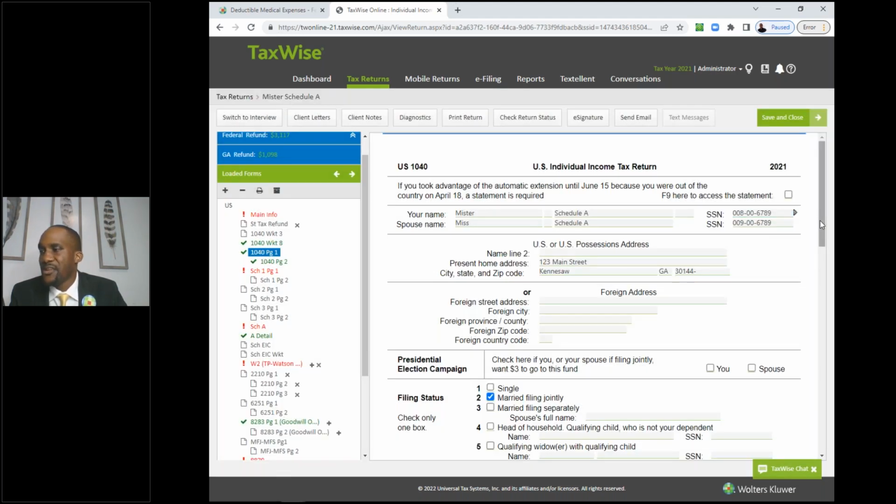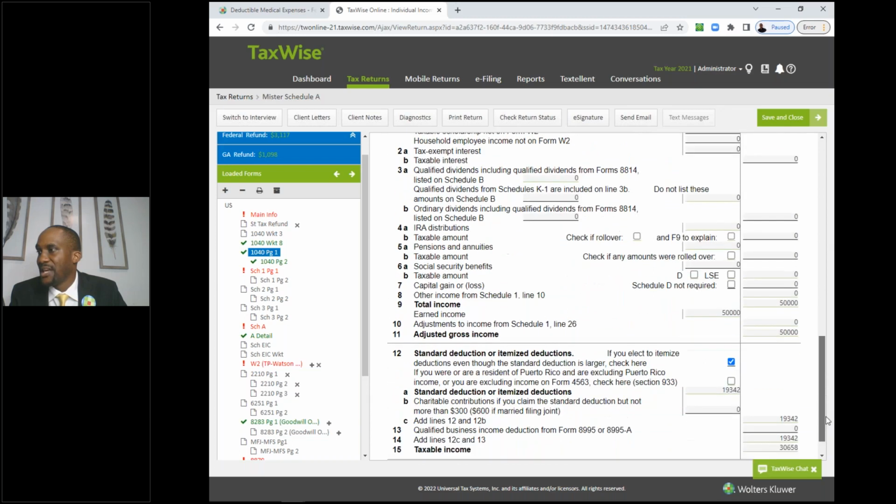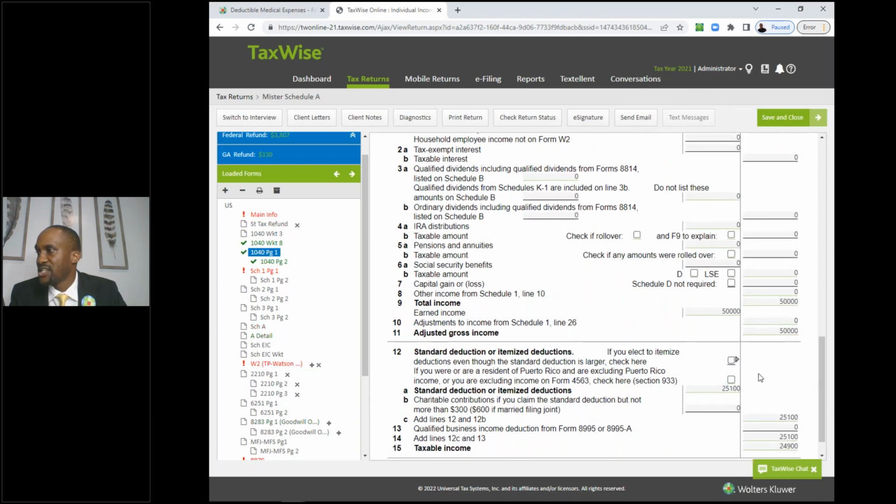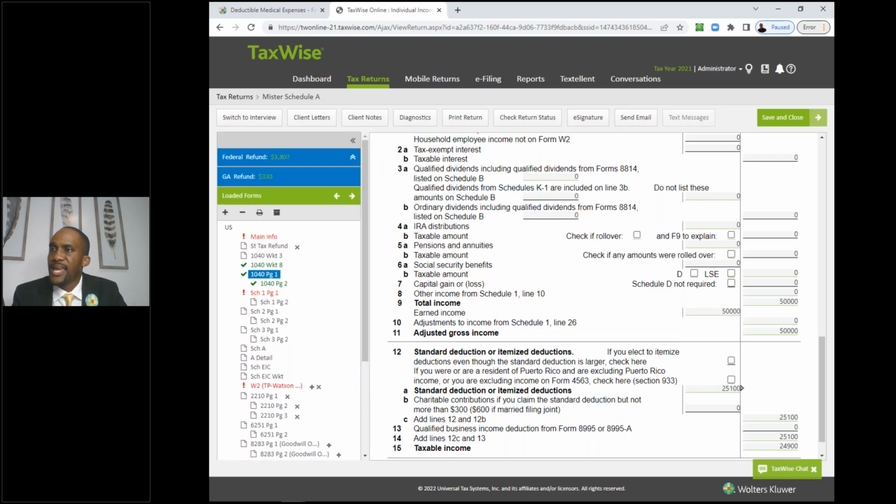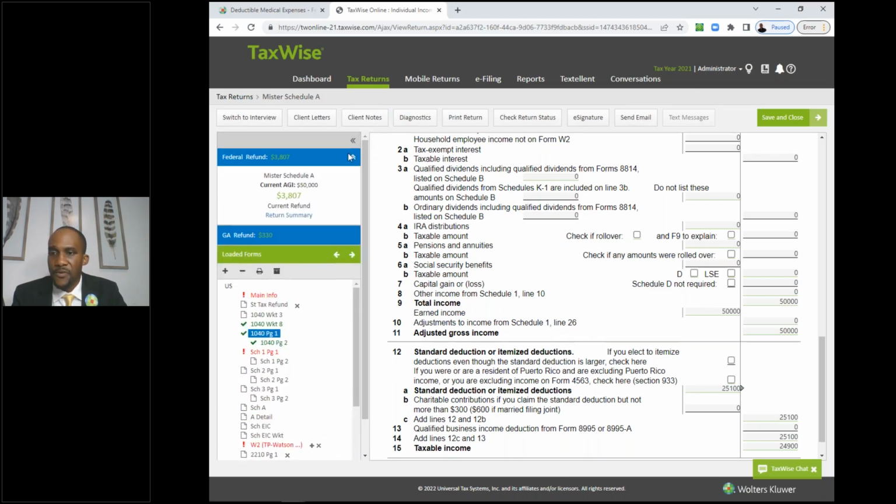And of course, since the standard deduction has increased significantly over the years, let me go ahead and take that off. For a married couple filing jointly, that's $25,100, right? So there are fewer returns being filed with a Schedule A due to this increase in the standard deduction. But you still want to take a few moments to evaluate. So we can see in this scenario that the client's getting a $3,800 refund.